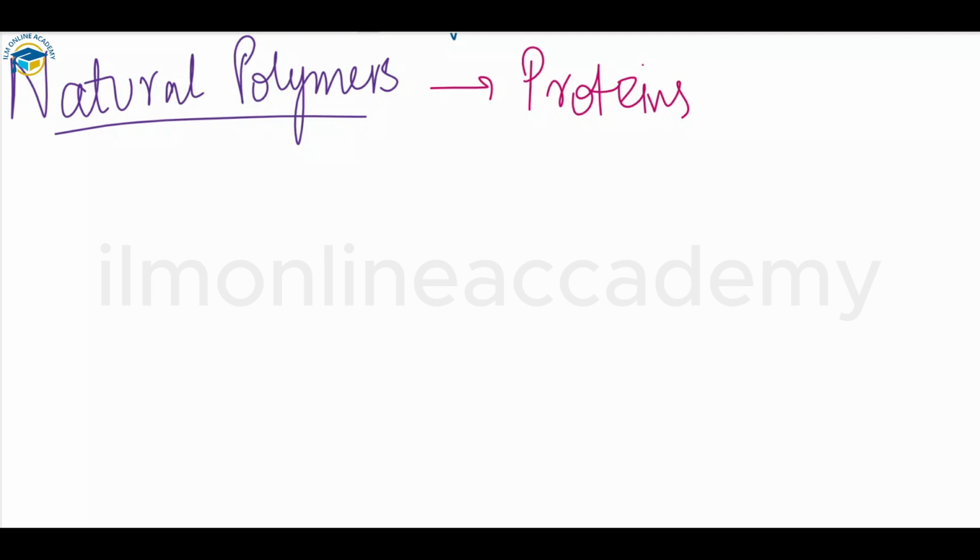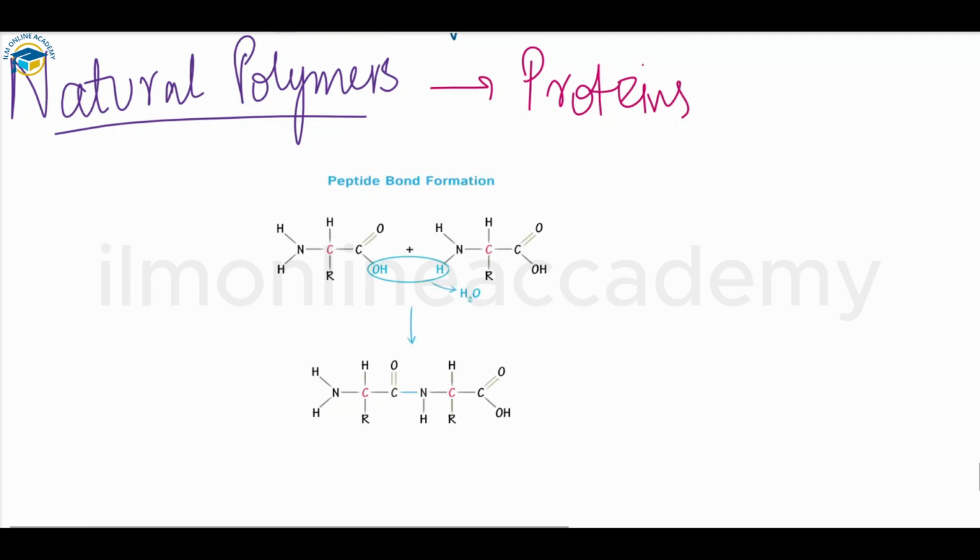So our tissues and organs are made up of proteins, and in addition enzymes, which are also responsible for controlling the body's chemical reactions, are also proteins. And proteins are built up by the amino acid monomers. So we have different amino acids that attach together, like glycine, like maybe alanine. This is the peptide bond formation that happens between the two amino acids.